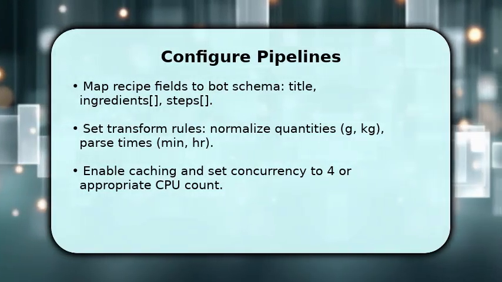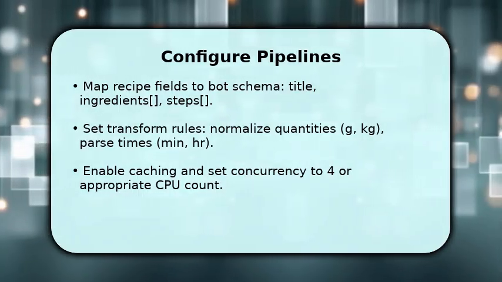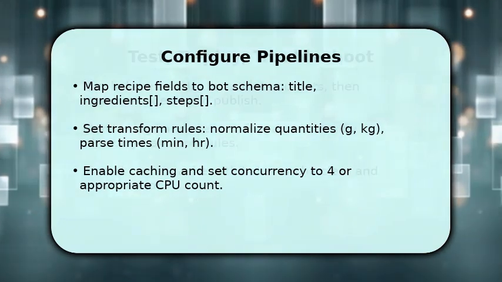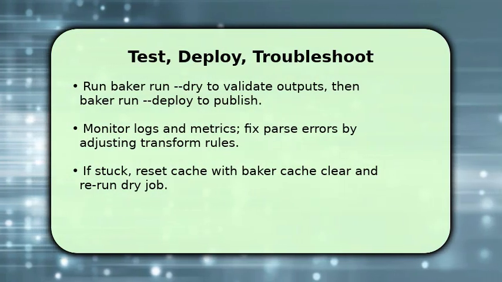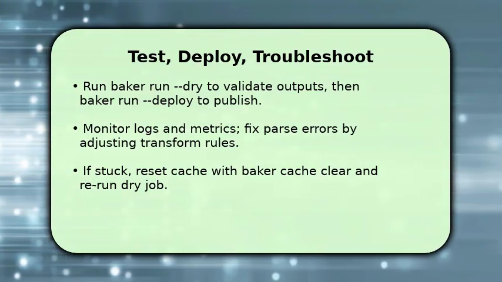You'll want logging at info level for the first runs so you can inspect parsing decisions and adjust. Finish by running a dry validation to confirm parsed recipes match expectations. You then deploy when outputs are clean and watch logs for runtime errors.